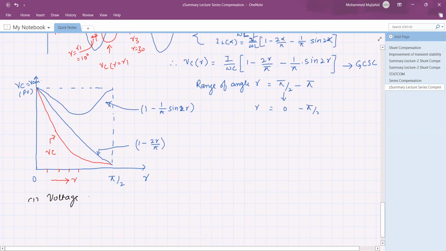Voltage compensation mode. Okay. So in voltage compensation mode, the value of capacitor, and this is the GCSC. Okay. This is two GTUs are there. This is VC. This is the current I, and this is JTUs are there.